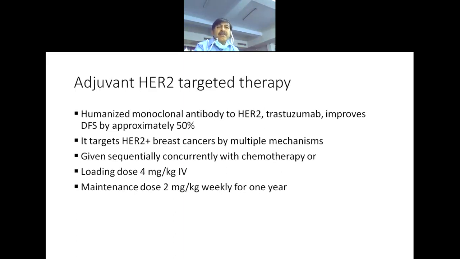Now, various trials have confirmed that this humanized monoclonal antibody, that is trastuzumab, improves the overall survival as well as disease-free survival significantly in patients of breast cancer who are HER2 positive. And this can be combined with chemotherapy or hormone therapy, or even during radiotherapy. And the dose is initially the loading dose and then maintenance dose for 1 year.